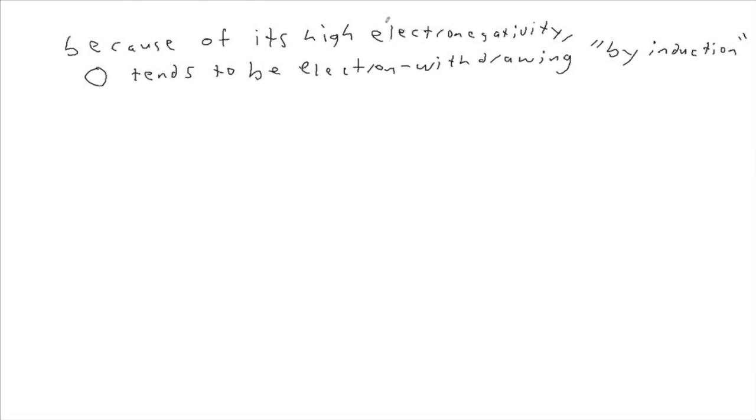The high electronegativity of oxygen tends to make it electron withdrawing. And the name for that phenomenon is one that I don't think you and I have talked about. That's called induction. When an oxygen withdraws electrons by electronegativity, that's called electron withdrawing induction. Okay.